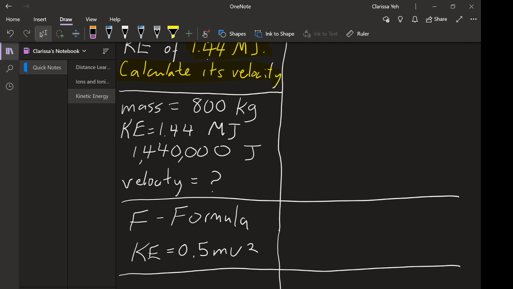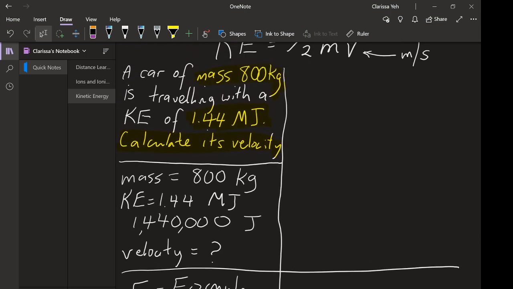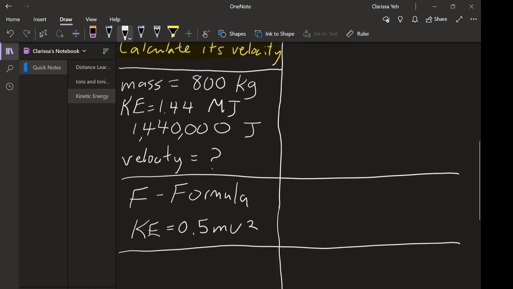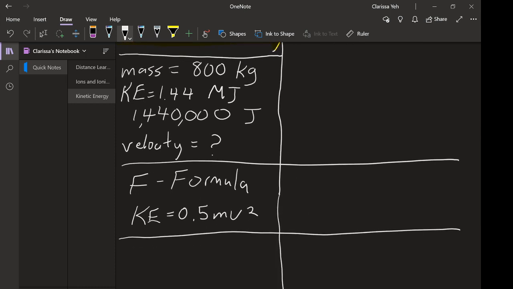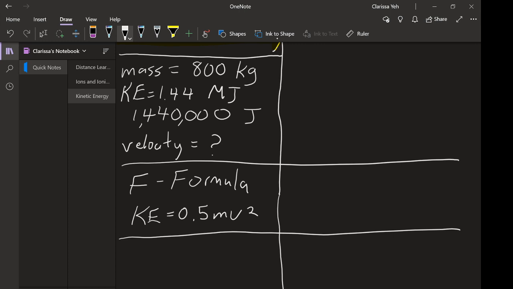Okay. The velocity, that's what we need to find from the question. It says calculate its velocity. So I've written velocity equals question mark because that's what I'm trying to find. They gave me kinetic energy. They gave me mass. And now I'm going to be later on rearranging to find velocity. So we're into substituting things in.